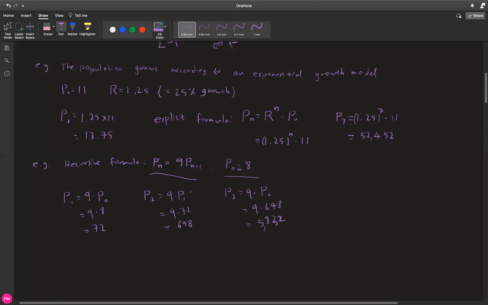So from this, knowing the recursive formula and the initial population, you could also find the explicit formula. So it's P sub n equals, we know that the common ratio here is 9, even though this is not given in the problem. And you will get 9 to the power of n multiplied by 8.